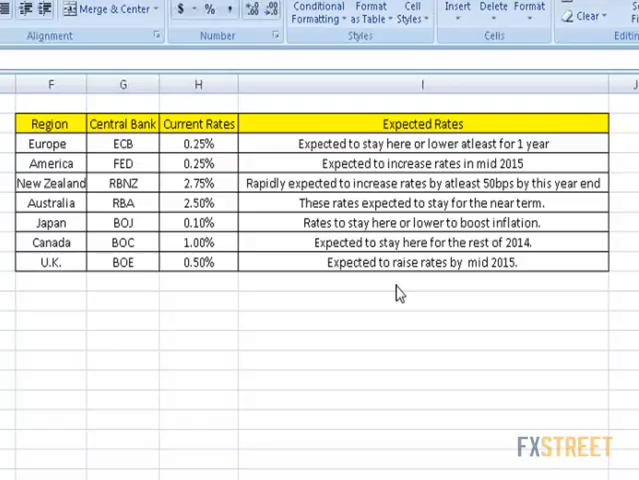I'll explain this now. For example, if Europe, the ECB, were to decrease their current interest rate from 0.25% to 0%, does anybody know what would happen to Euro USD? Yeah. And does everybody know why? Yeah, correct. So spot on.